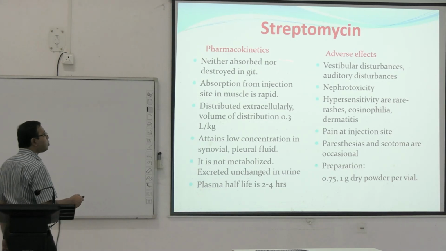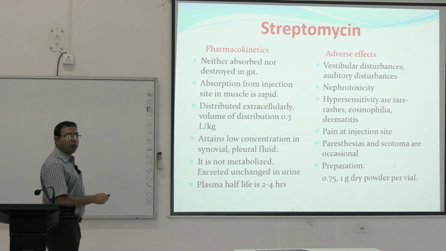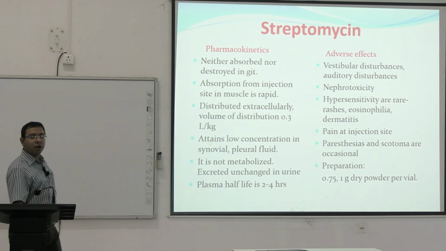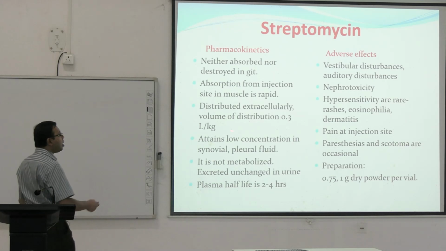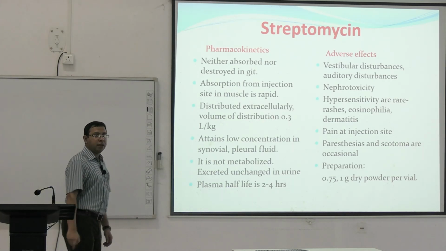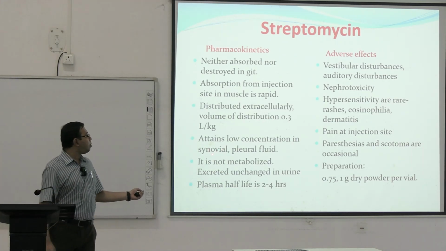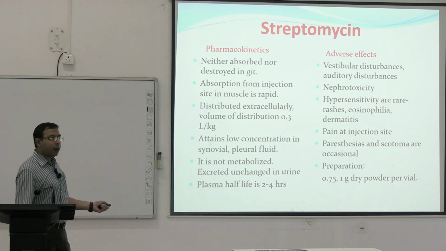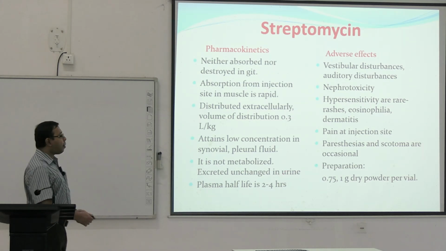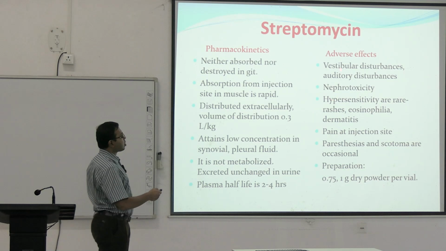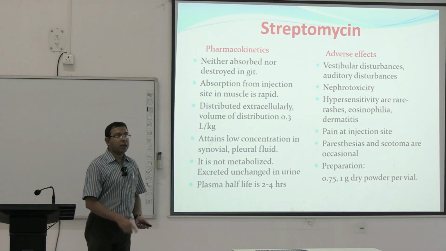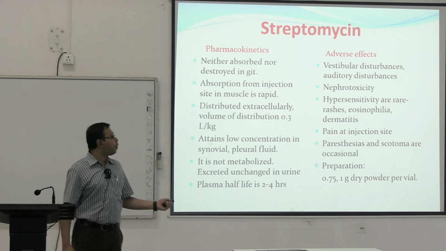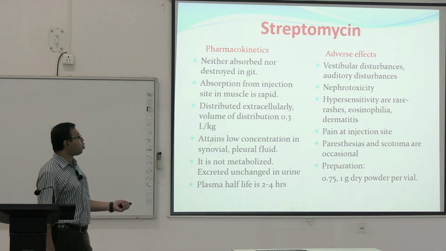So already you have seen about the aminoglycosides, more or less similar: neither absorbed nor destroyed in the gastrointestinal tract. Absorption from the injection site in muscle is rapid, distributed extracellularly, volume of distribution 0.3 liter per kg, attains low concentration in synovial and pleural fluid. It is not metabolized, excreted unchanged in urine. Plasma half-life is more or less similar, 2 to 4 hours. Adverse effects, same: vestibular disturbance, auditory disturbance, nephrotoxicity. There may be some hypersensitivity reactions, pain at injection site, paresthesia, scotoma, etc.